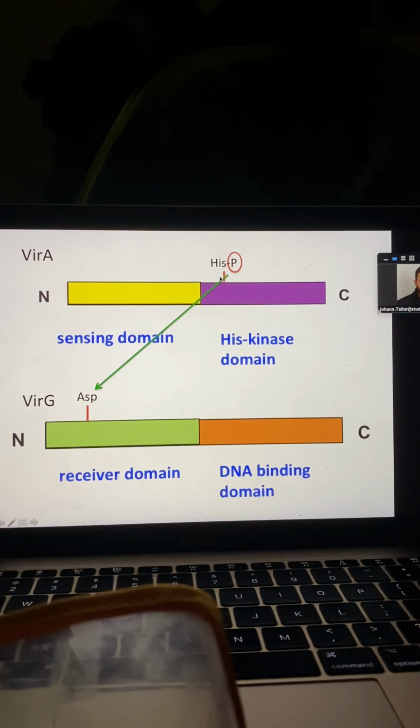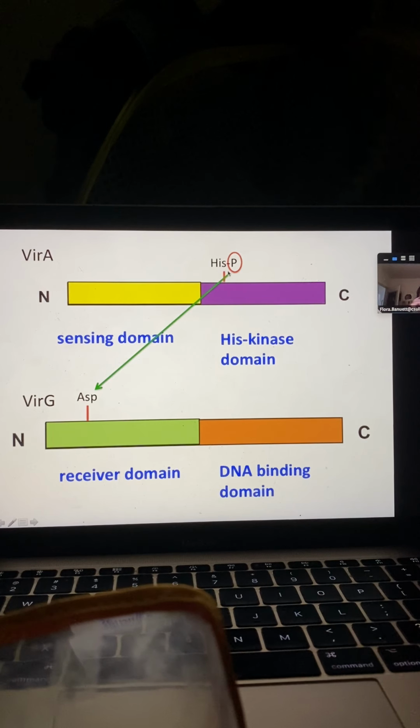It wouldn't bind. What do you mean it wouldn't bind? There's no binding of anything here. It's a phosphorylation. That is not binding. This is a kinase domain. It is autophosphorylation, means it phosphorylates. It's capable of using ATP to phosphorylate this residue.